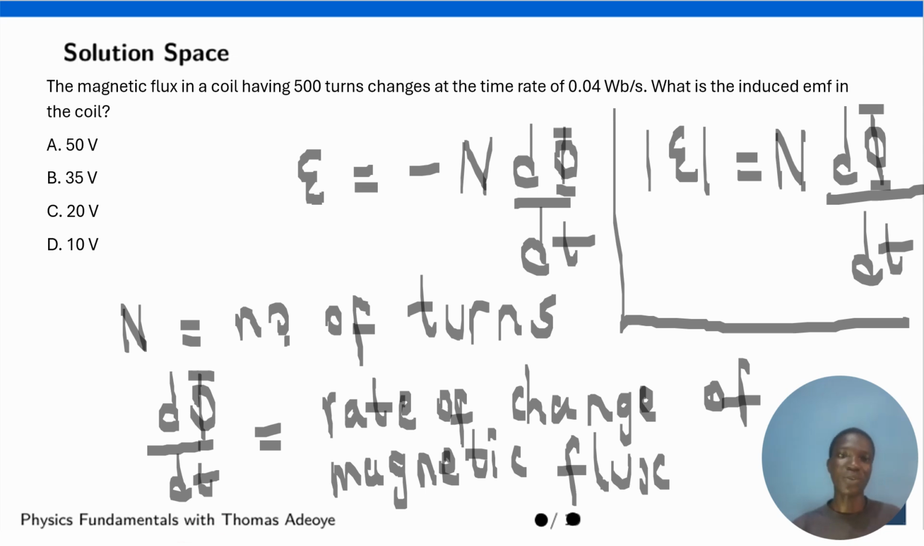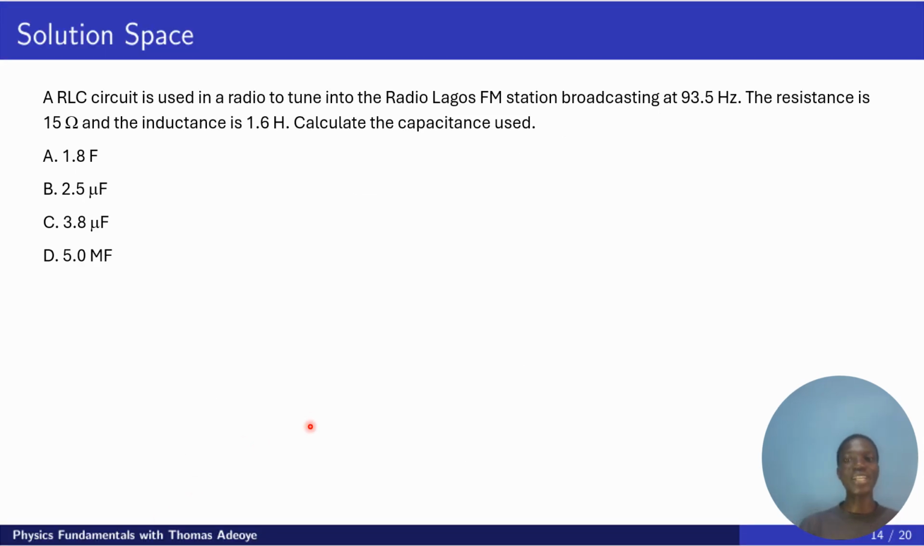So let's move on. Look at this question. The question says that an RLC circuit is used in a radio to tune into the Radio Lagos FM station broadcasting at 93.5 hertz. The resistance is 15 ohms and the inductance is 1.6 henry. Calculate the capacitance used.